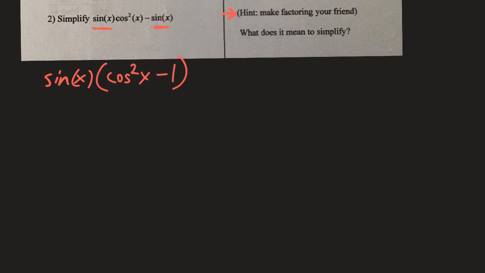Now, the hint also asks us, hey, what does it mean to simplify? Well, I want to be able to get things to combine and maybe become smaller. And that would probably be a simplified version, okay? So we're going to use one of the formulas from our chart here. And there is one formula that uses cosine squared, all right?